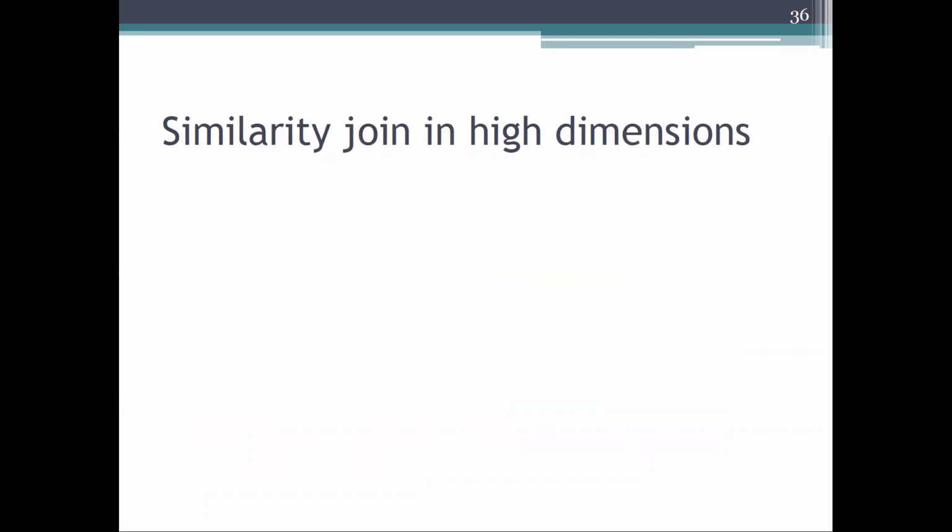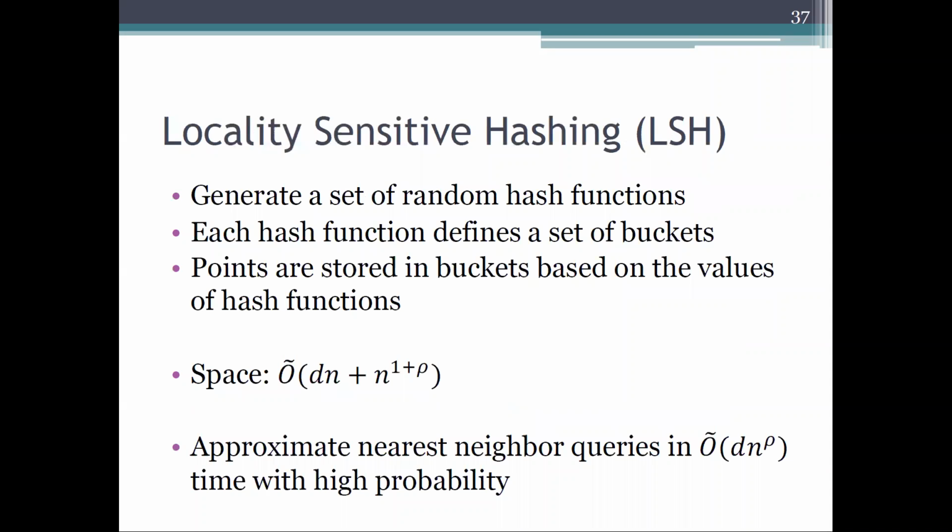Next, in the rest of the time, we give an overview of our data structure in high dimensions. Our data structure is built upon the well-known locality sensitive hashing. So here is a very brief overview of LSH. It is mainly used for approximate nearest neighbor queries in high dimensions.